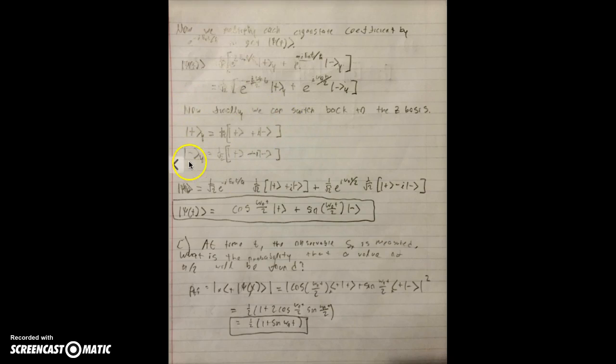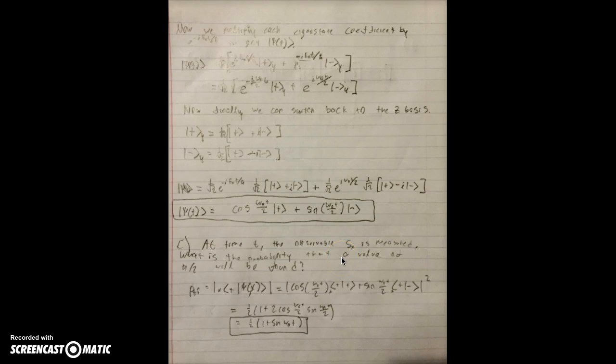And here are again our kets for spin up and spin down on the y-axis. So using those, we switch back to the z basis, and we find that this is our state of the system after time t.